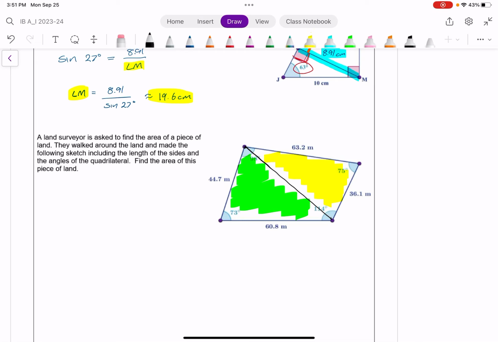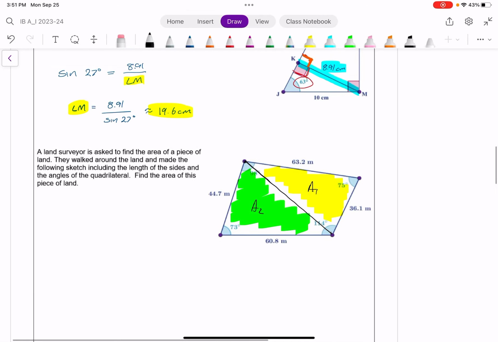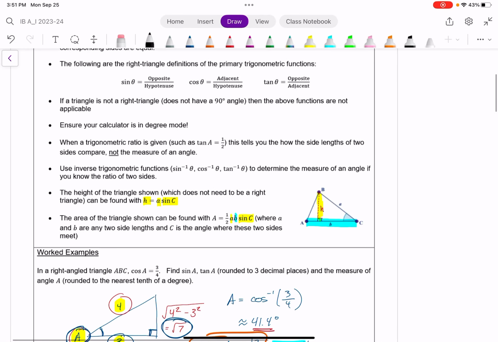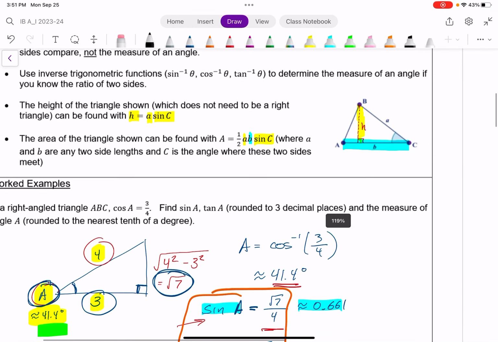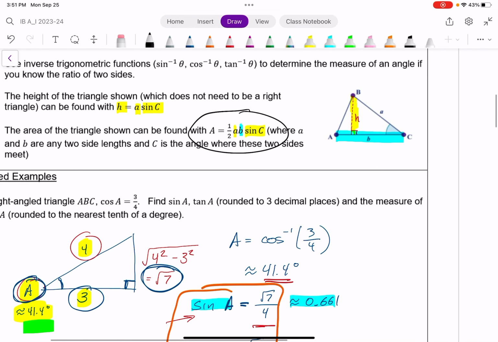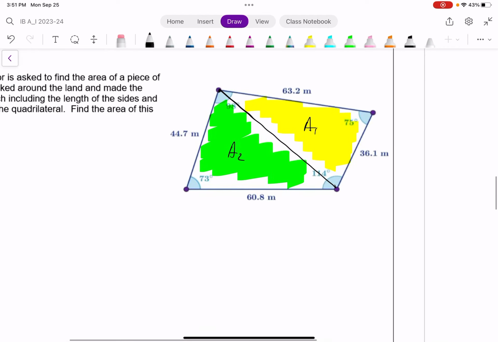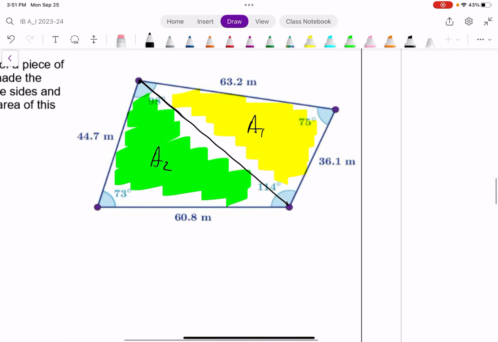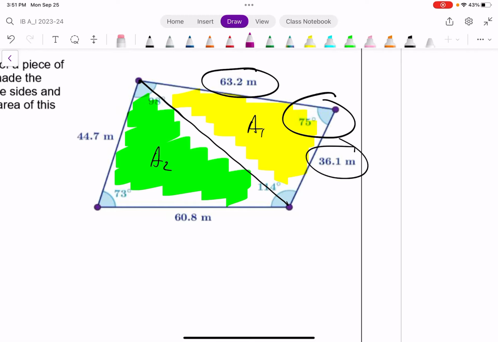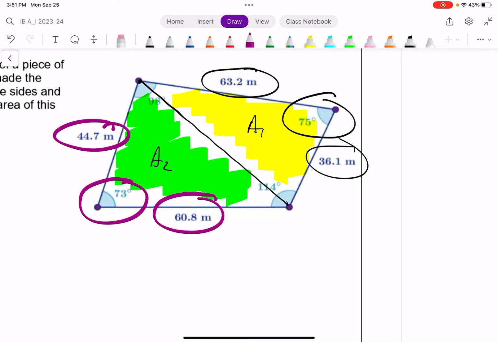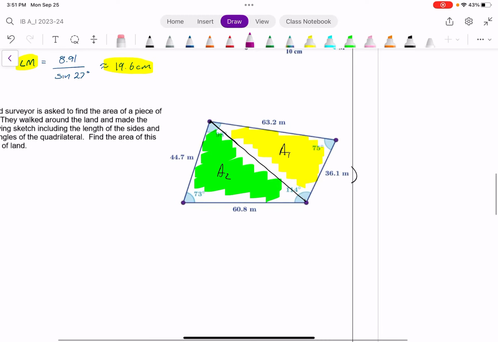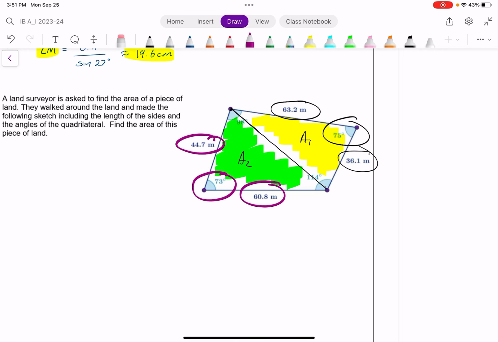I'll call this A1, I'll call this A2, using what I have in my key ideas here. Remember right here, I can find the area of any triangle if I know two sides, A and B in this case, and the angle in between them. Well, that's what we have right here. If I look at triangle A1, the one in yellow, I know two sides as well as the angle in between them. And the same idea down here. I know two sides as well as the angle in between them. And so I can use those then to find the area of these two triangles and then add them up.